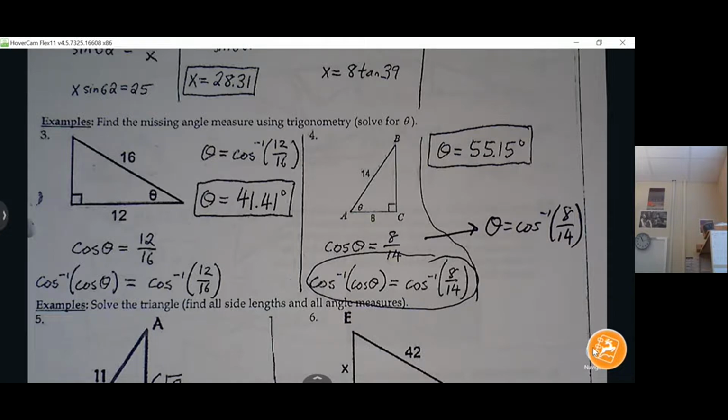Okay, so that adds to the complexity, because we're not told directly what to do first. We've got to look at the triangle and decide what is going to be the first thing that we take care of. Okay, no questions, 1 through 4. All right, let's look at number 5.